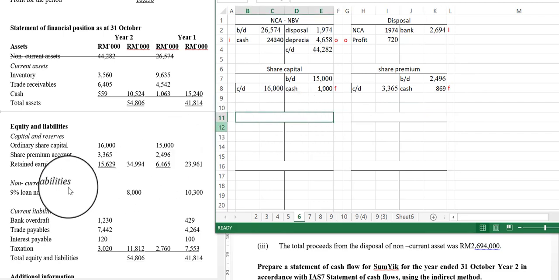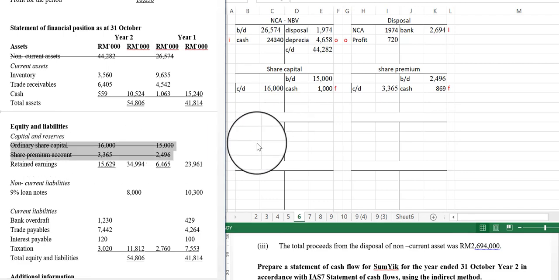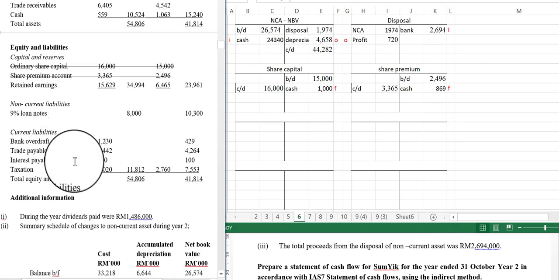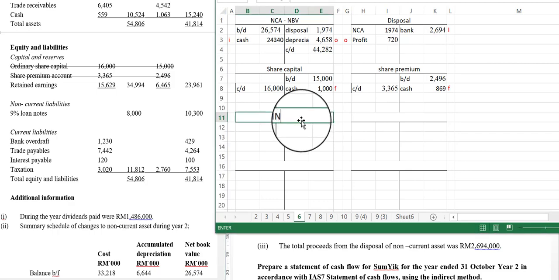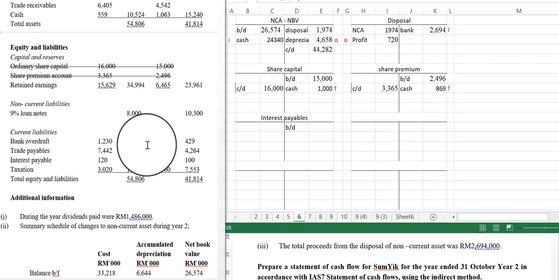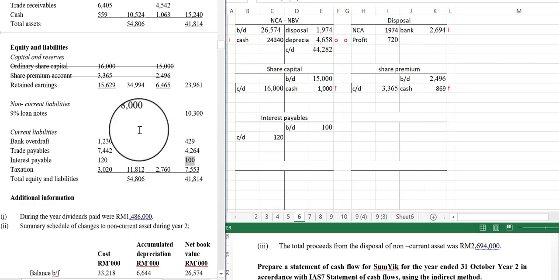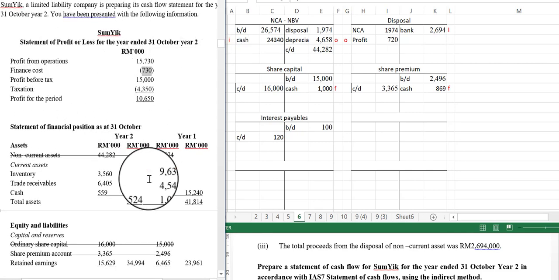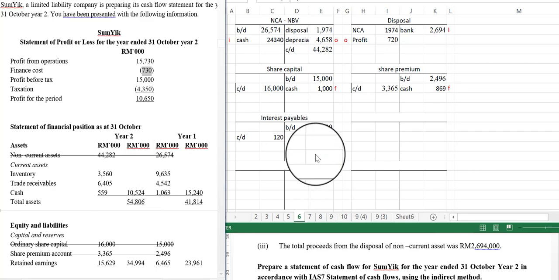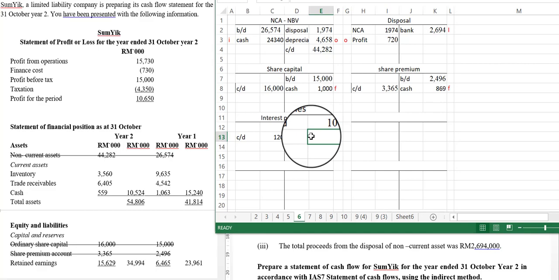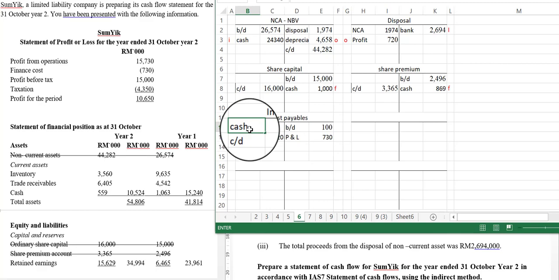Okay, then next, we're done with these two. Now you will have your bank overdraft, trade payables, interest payable. Since we have interest payable, we should open the interest payable account. Opening and closing. Opening you have 100. Closing you have 120, this is your CD. Now if you look at your profit and loss this year, finance cost is 730. So current year profit and loss, you should have 730 from your P&L. How much cash you have paid in total is 710. So this one goes to operating as a plus, and this is a minus on your operating side.